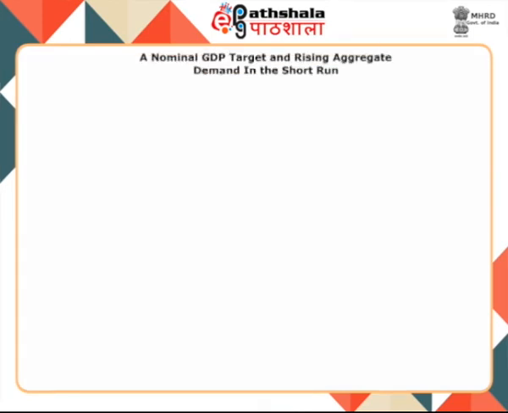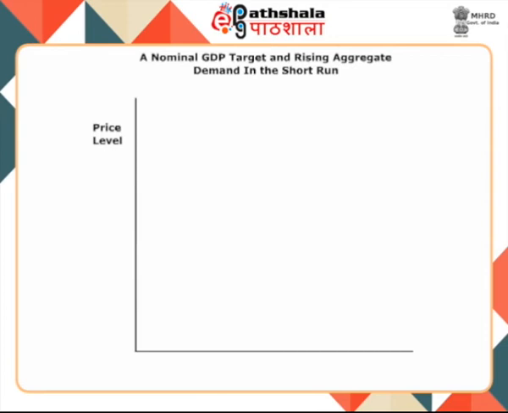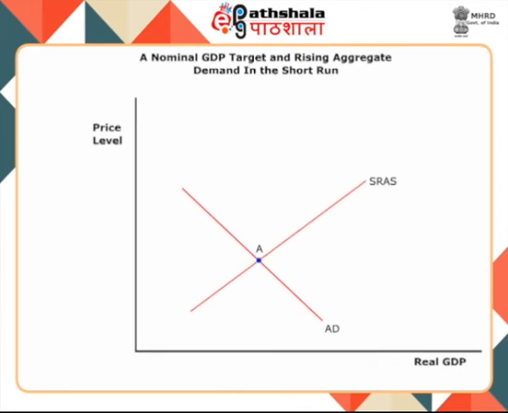Let us illustrate nominal GDP target with the help of a diagram. Suppose the economy is in equilibrium at point A, where SRAS and AD intersect. The initial price level is P naught and the real GDP is Y naught. This equilibrium satisfies the nominal GDP target, since it lies on the curve P multiplied by Y equals T, which is drawn so that the product of the price level and the real GDP, P multiplied by Y, equals a target value T.